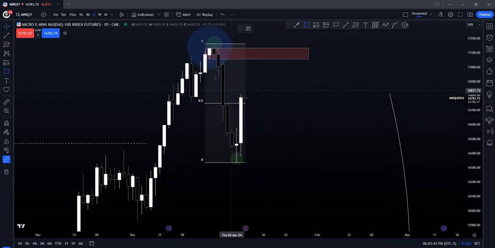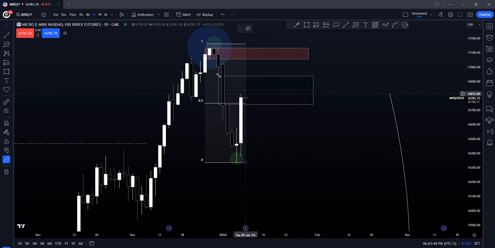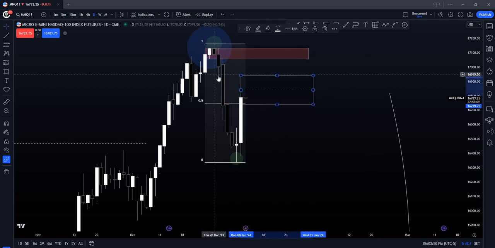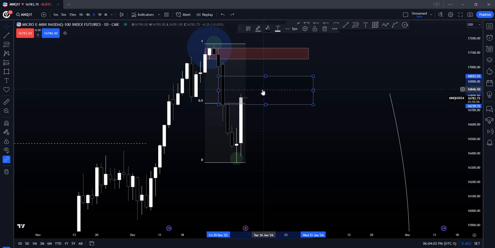Do we have any fair value gaps? Yes. We have a SIBI here. Remember, sell side imbalance, buy side inefficiency. This would be our fair value gap here. Remember, fair value gaps look like this. Wick to wick. And if there's no wick, do it to the body. Okay? So that is our SIBI, sell side imbalance, buy side inefficiency. Market is tapping into it. And what do we want to see it respect? Consequent encroachment, which is midpoint of the fair value gap, okay?